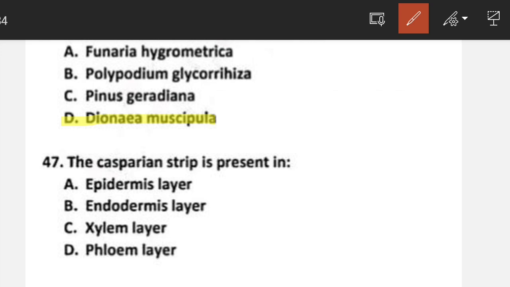Question number 47: the Casparian strip is present in: option A, the epidermis layer; option B, the endodermis layer; option C, the xylem layer; and option D, the phloem layer. The Casparian strip is mainly present in the endodermis layer. So the correct option is option B, the endodermis layer.